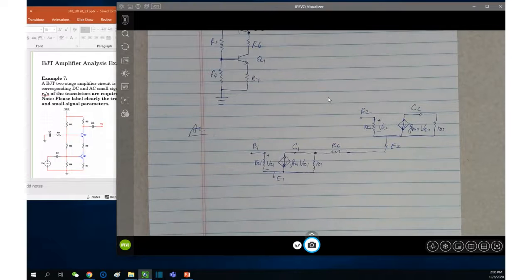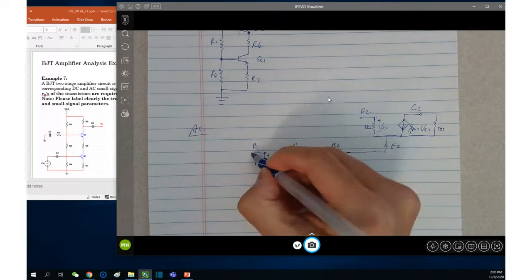Two small signals are placed right in the middle of the paper. And then we start extending the circuit terminal by terminal. Let's begin with the base 1, B1. So B1 is connecting what? R4, R3, and the source, VS, right?